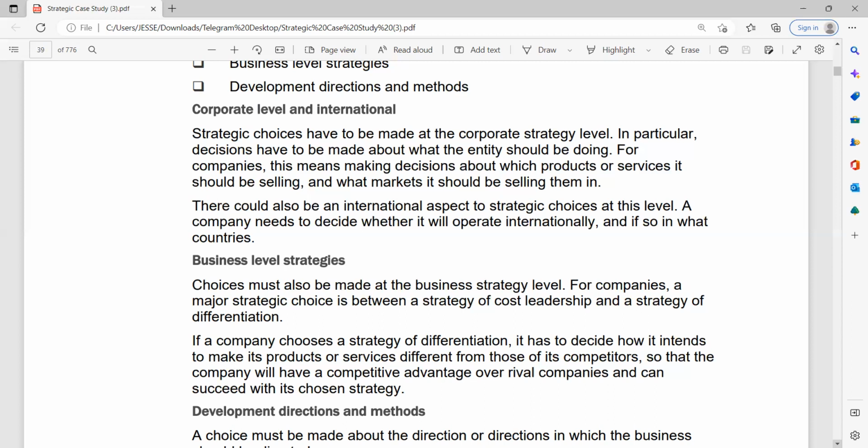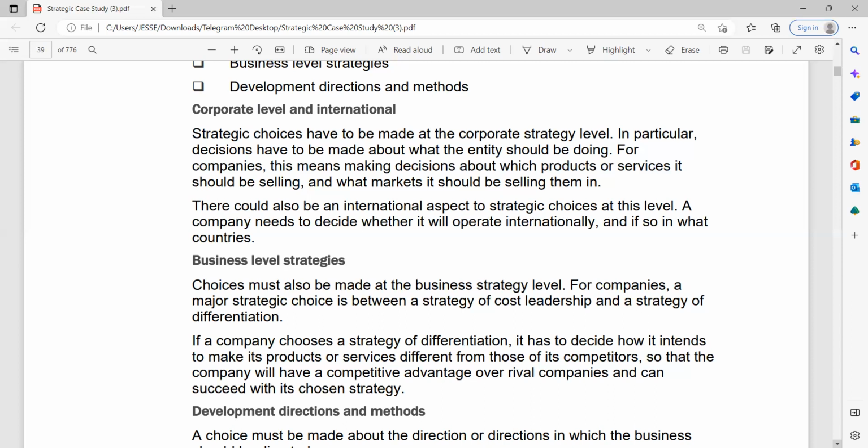One thing you should remember about corporate level strategic choices is it has an international aspect to it. So if, for example, a company wants to operate internationally, the question it will ask itself is what countries, what regions does it want to operate in? All of this comes under corporate level and international strategic choices. A typical example of a corporate level strategic choice is what kind of product we should be selling, what kind of market we should be in, etc.